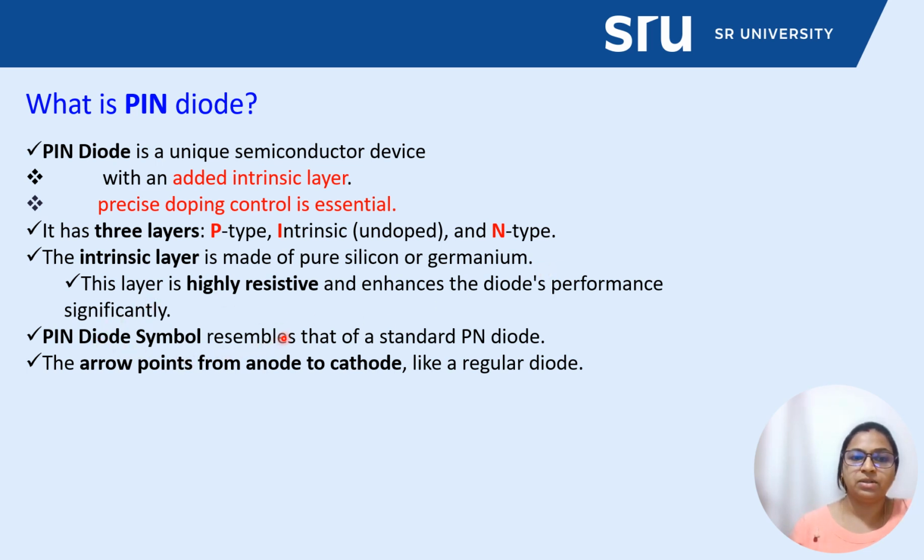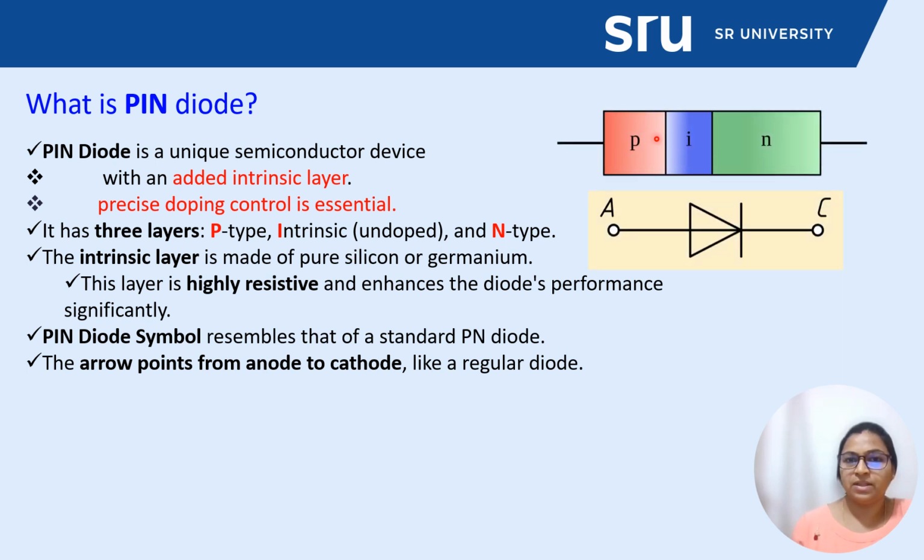The PIN diode basically has one p layer, and in between p and n an intrinsic layer. The symbol of the PIN diode looks similar to the PN junction diode, with an arrow pointing from the anode to the cathode like a regular diode. Except for this extra line, it looks very similar to the PN junction diode. So this is the identification symbol or identification mark for this PIN diode.